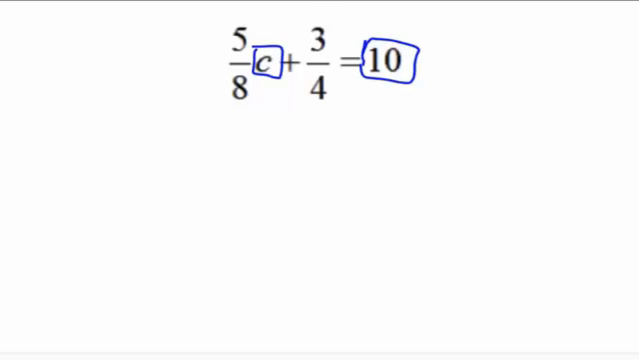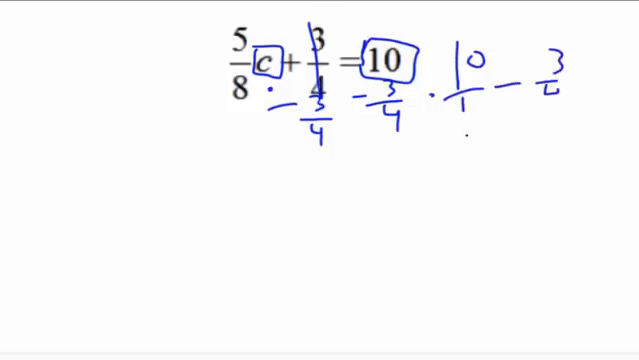To cancel it out, we will have to subtract 3 over 4 from 3 over 4. And what we do to this side we do to this side also. So we'll subtract 3 over 4 from 10. To do that, we'll have to do 10 over 1 minus 3 over 4, and we'll need to get the same common denominator, which would be 4.